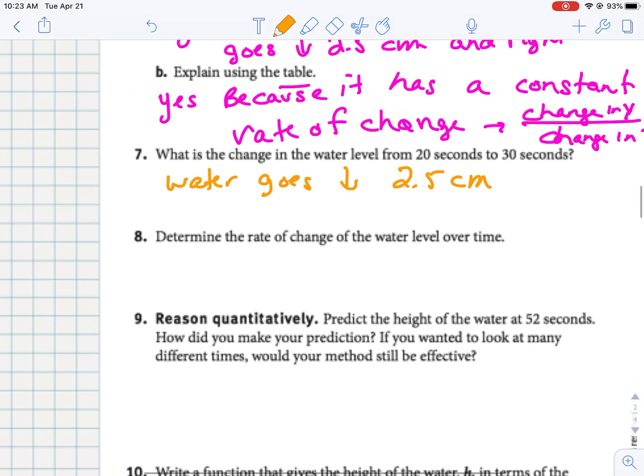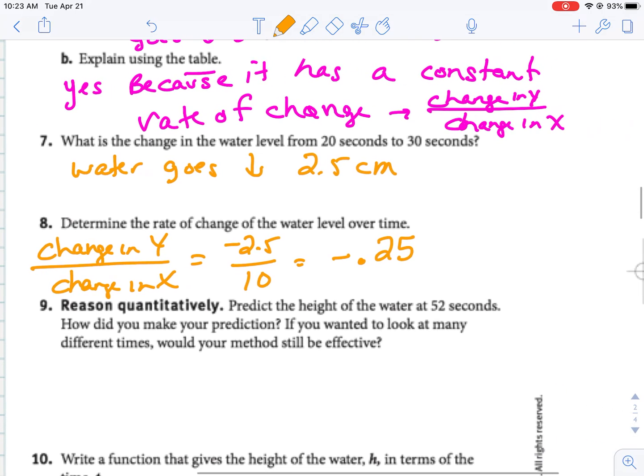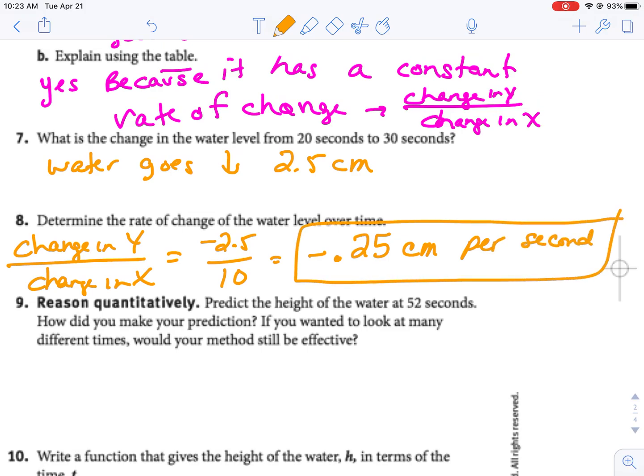And again, the rate of change, we've actually been talking about this already. So it's the change in y over the change in x. And it went down 2.5 centimeters and then over 10 seconds. If we plug that into our calculator, that's negative 0.25. And we would say centimeters per second. So the water level change is down 0.25 centimeters each second, or you could have left it as it was here and said down 2.5 every 10 seconds.